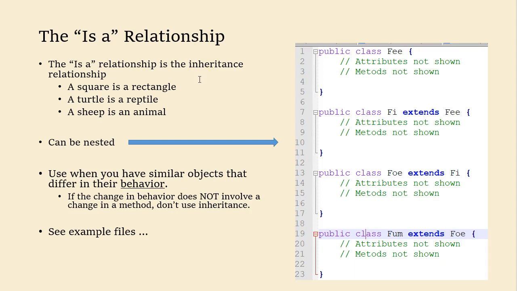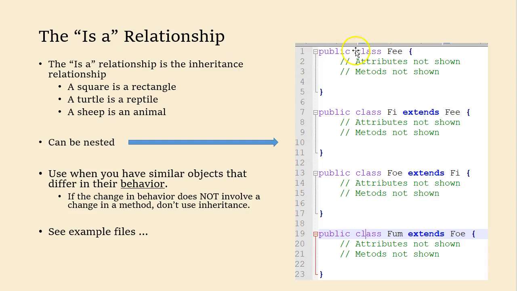And it's whenever you have some more specific class that is an extension of a more generic class. So a square is a rectangle, a turtle is a reptile, a sheep is an animal. If you have some high-level class and then another class extends it, we can say that the lower-level class is a version of the higher-level class. And the correct terminology is actually superclass and subclass, but we're going to use parent and child because the inheritance relationship makes sense in terms of parent and child.